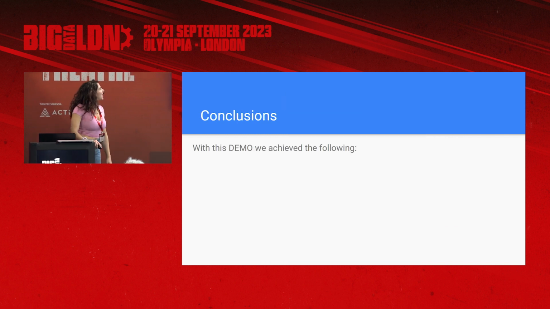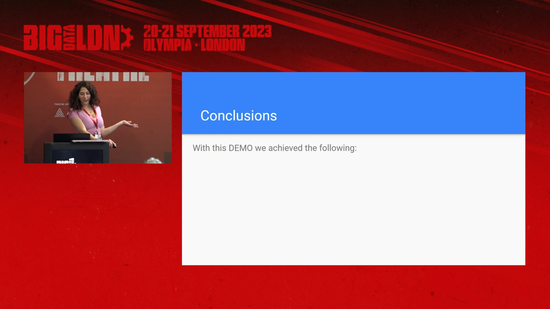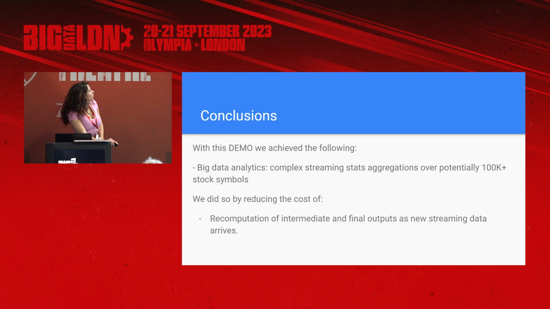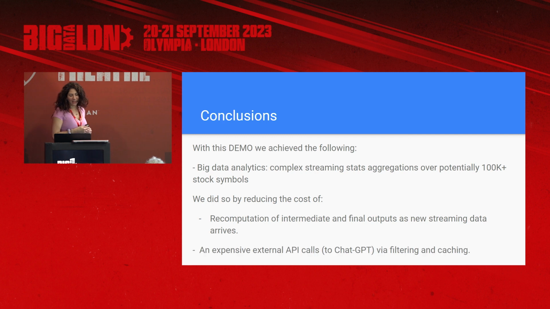I'm just kidding. So with this demo, we achieved the following: big data analytics, complex streaming stats, aggregations over potentially 100,000 plus stock symbols. And we also reduced the cost of recomputation of intermediate and final outputs as new streaming data arrives, and expensive external API calls to ChatGPT via filtering and caching.